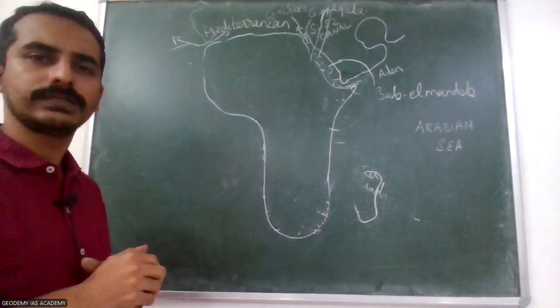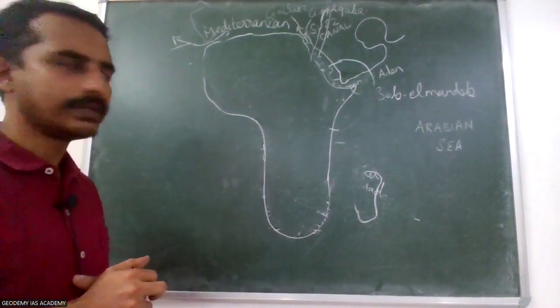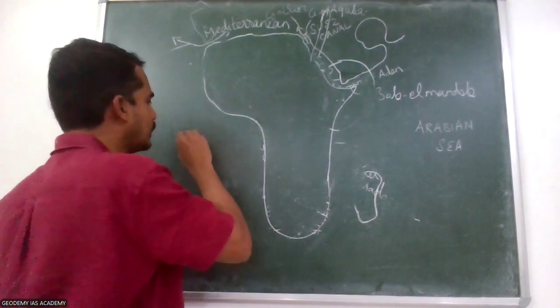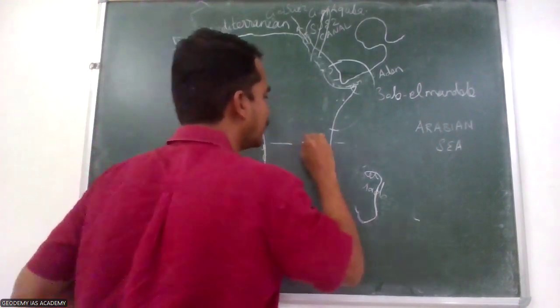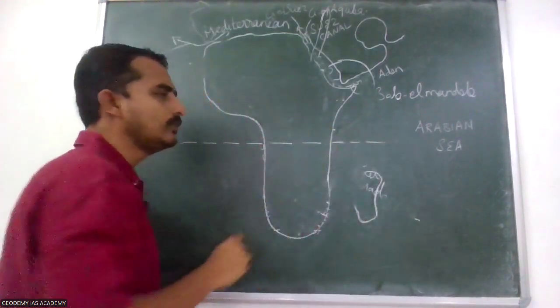the vegetation pattern, we can remember very simply, because one advantage in Africa is the equator, which divides Africa into two halves.